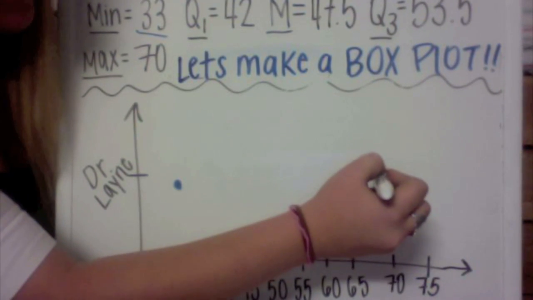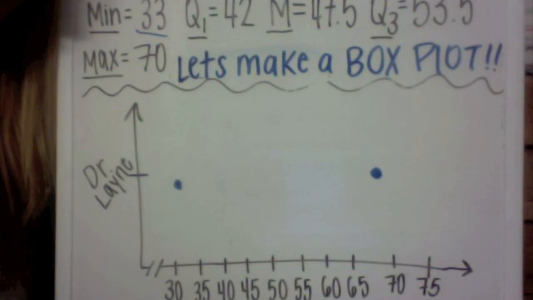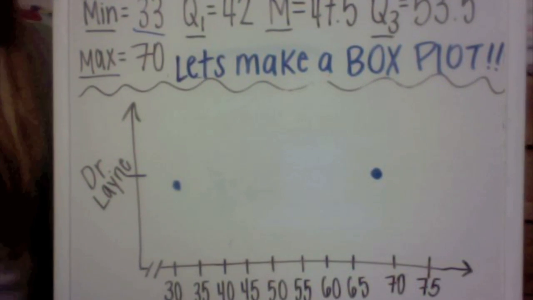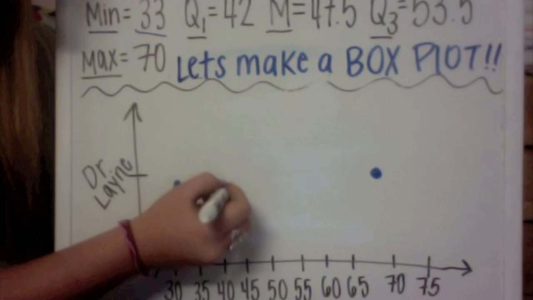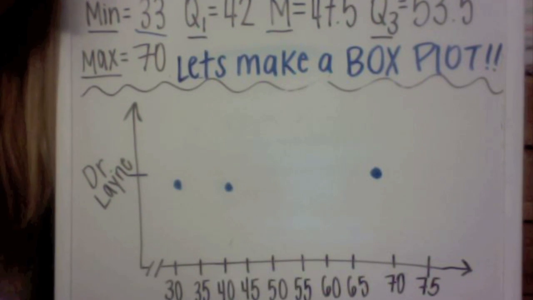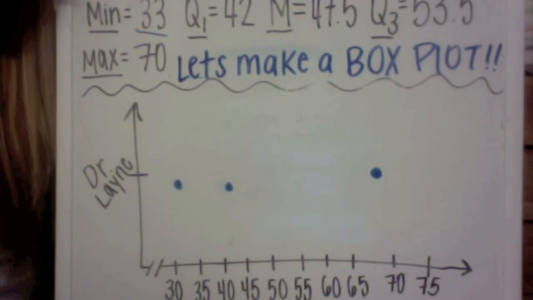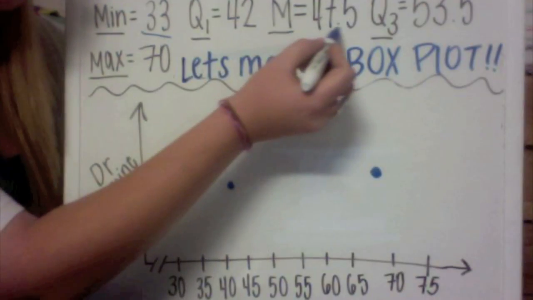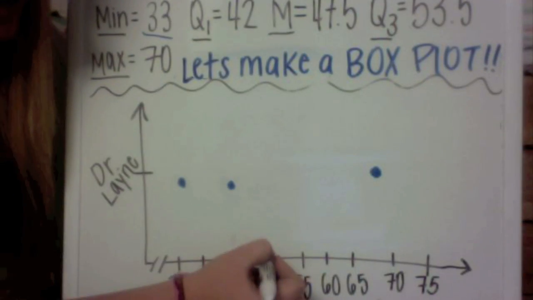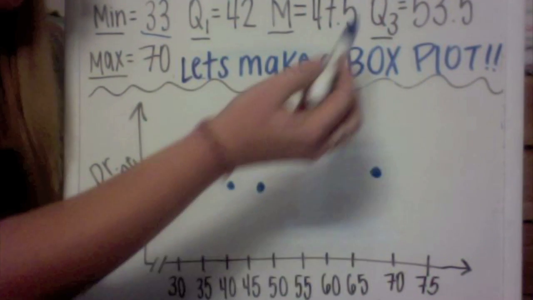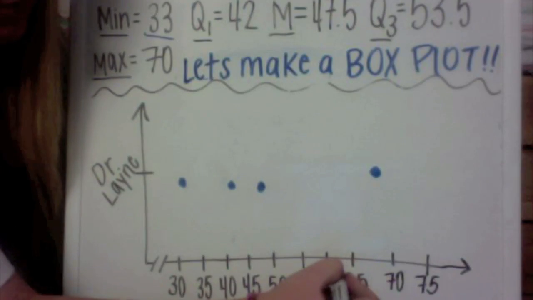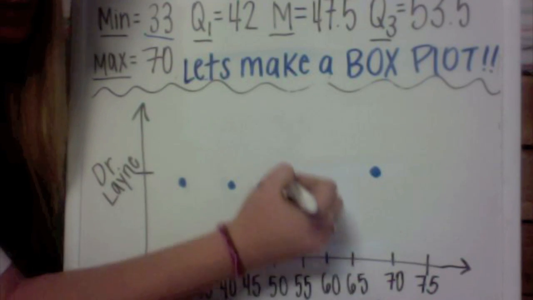Next, we're going to go to our maximum, which was 70, and we're going to put it over here at 70. Next, we're going to find quartile 1, which was 42, and we're going to make a dot at approximately 42. And then we're going to find our median, which is 47.5, and we're going to do it at approximately 47.5.